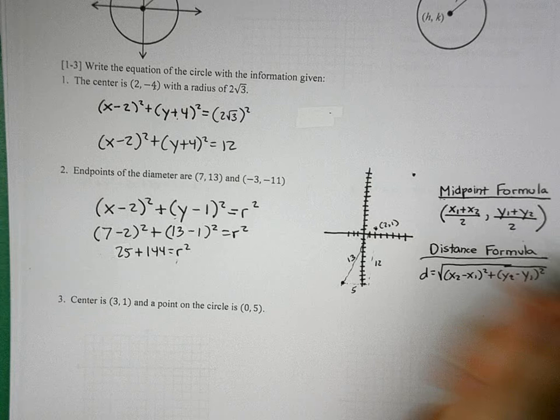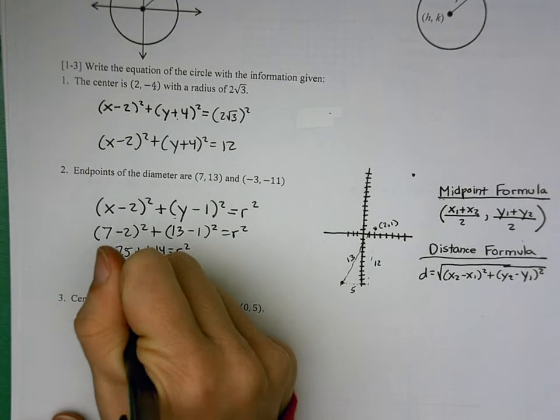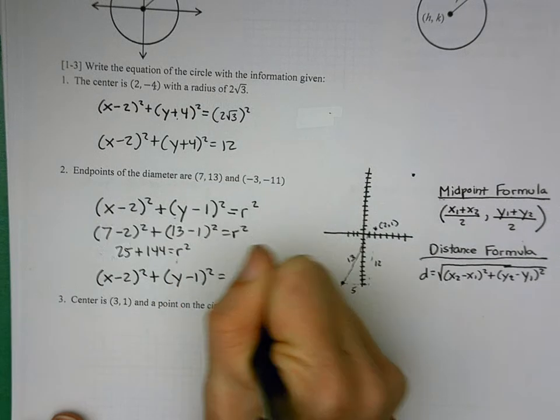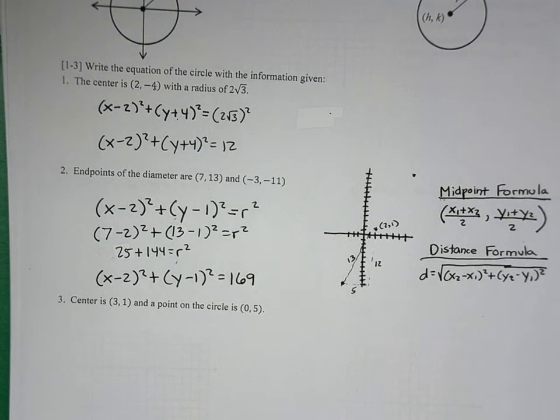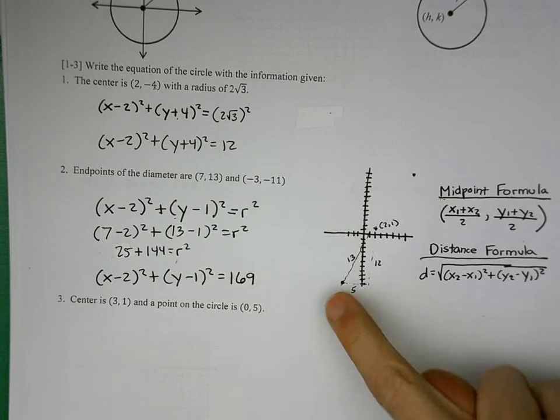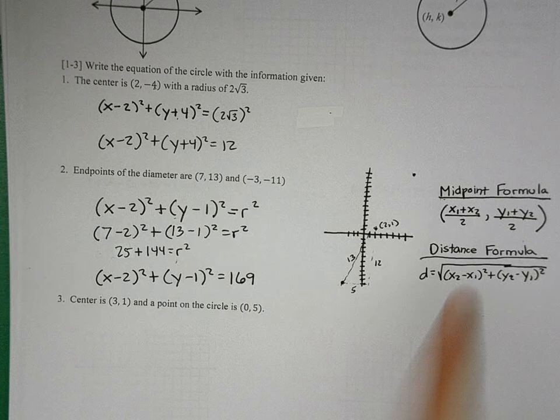R squared is 169. And so you could write your equation like so. Or you could write 169 as 13 squared if you were getting the 13 from the Pythagorean theorem or from the distance formula. All of them work.